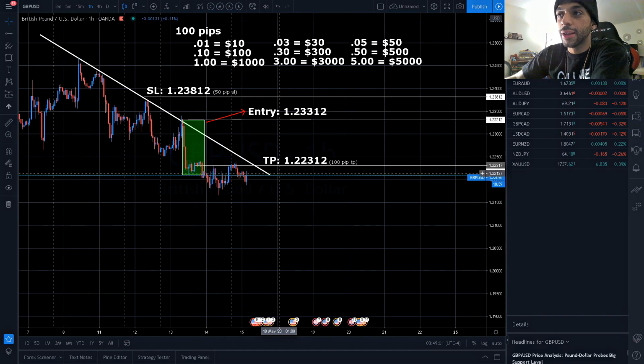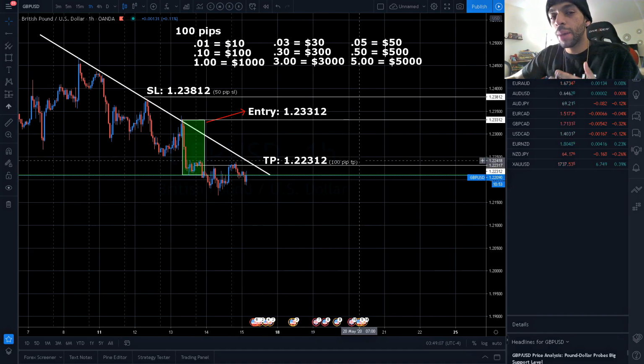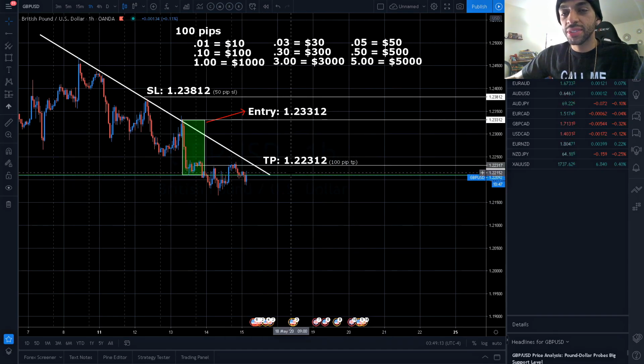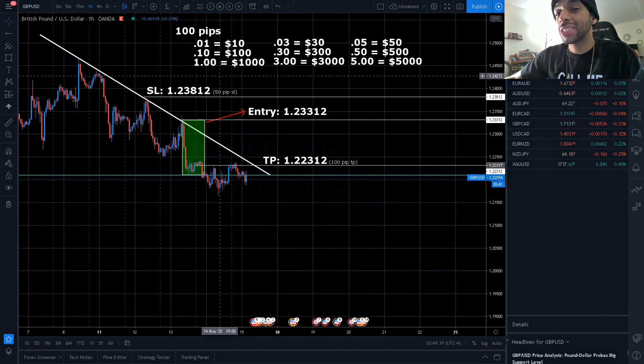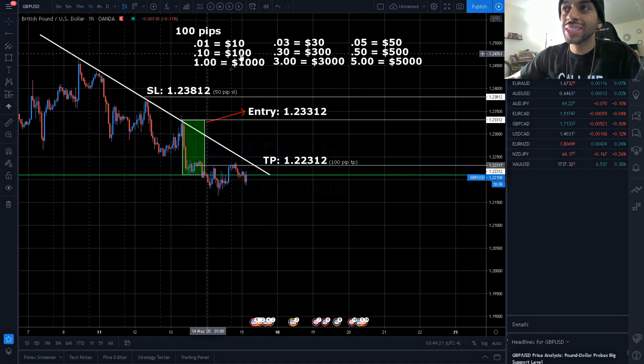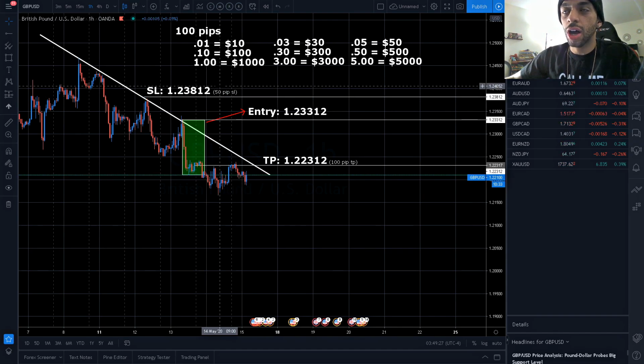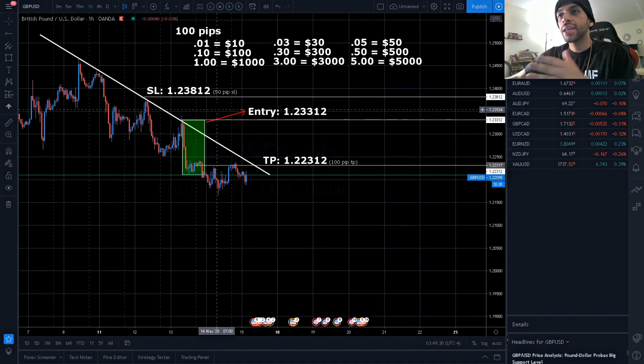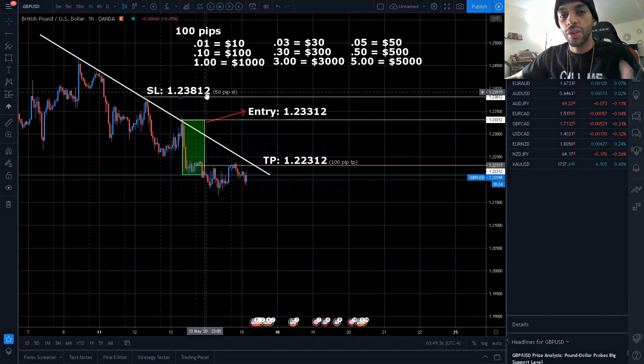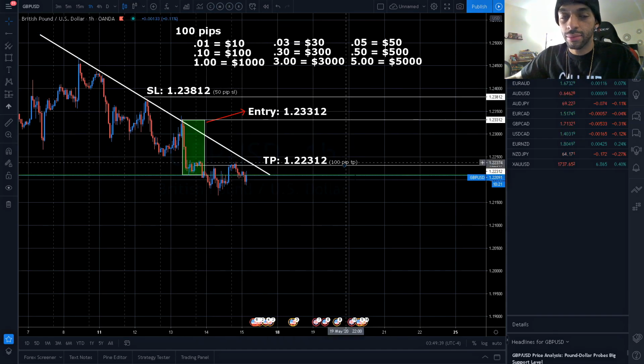So for a 100 pip gain, our potential gain for this trade is going to be about $100, okay? Now, being that we have a 50 pip stop loss on a 0.10, very simple. Every pip is $1, right? So with a 50 pip stop loss, our potential risk for this trade is going to be $50. So we're risking a total of $50, or 50 pips, for a $100 gain, okay? $50 for a $100 gain.